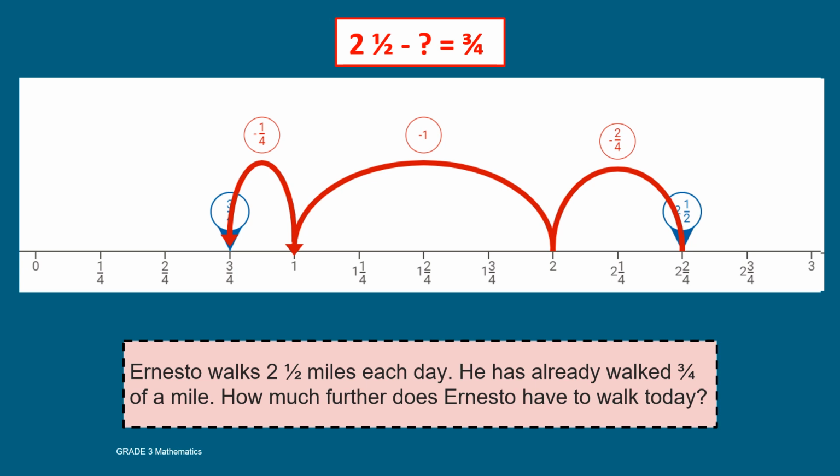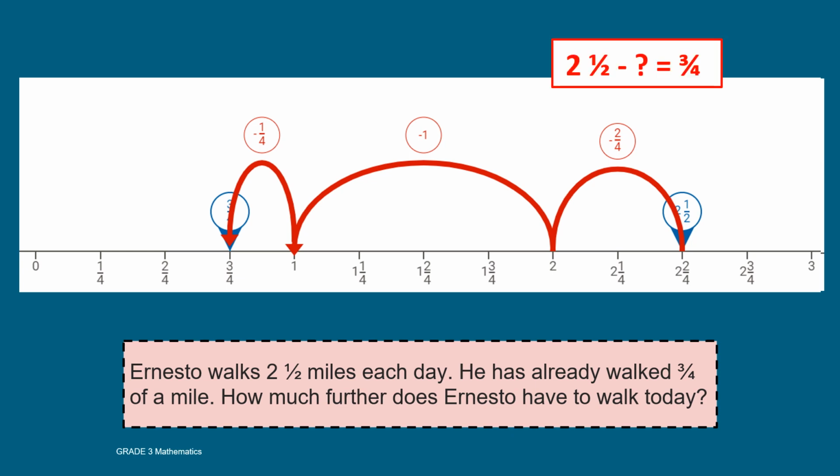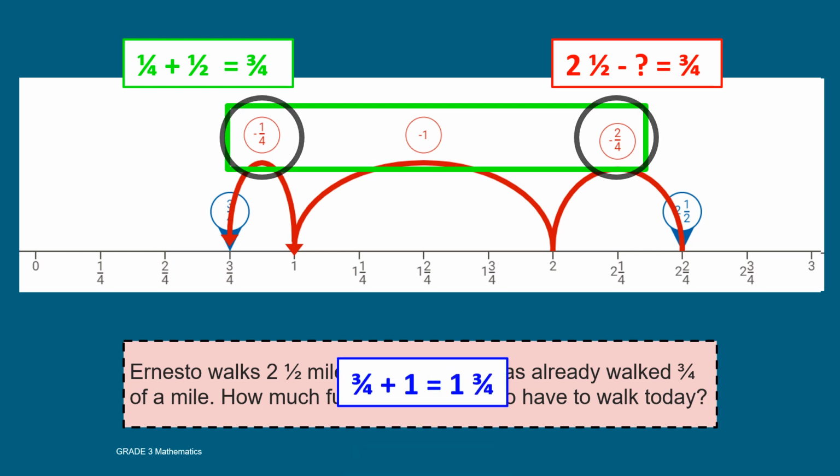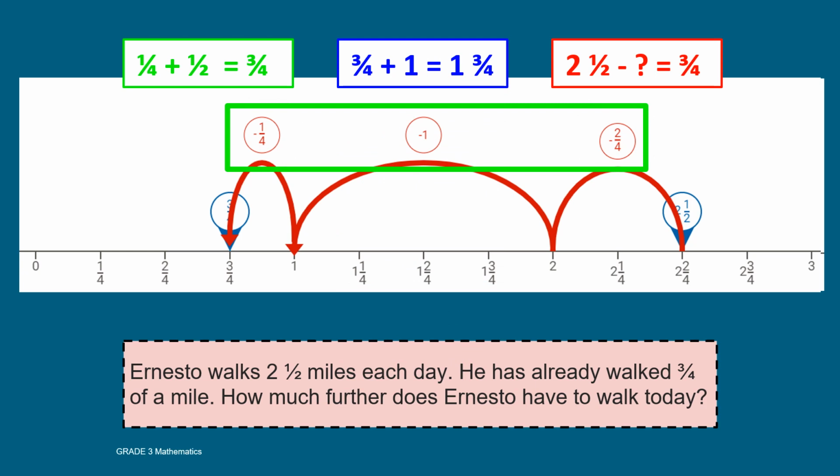So where do we find our answer here? Again, we can see our answer in our hops. We can combine our 1/4 and our 2/4, or 1/2, to get 3/4. And then we can combine the 3/4 and the 1/2 to get 1 3/4. 1 3/4 gives us our answer. So now let's put that back into our equation. 2 1/2 minus 1 3/4 equals 3/4. So Ernesto needs to walk 1 3/4 more miles. This is an example of how we can use subtraction or counting backwards to solve this problem.